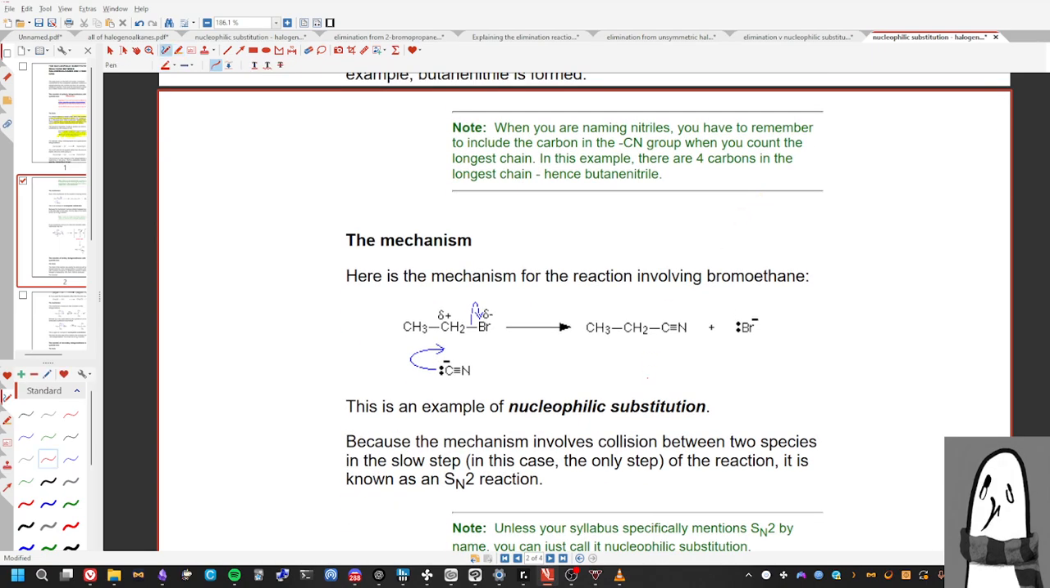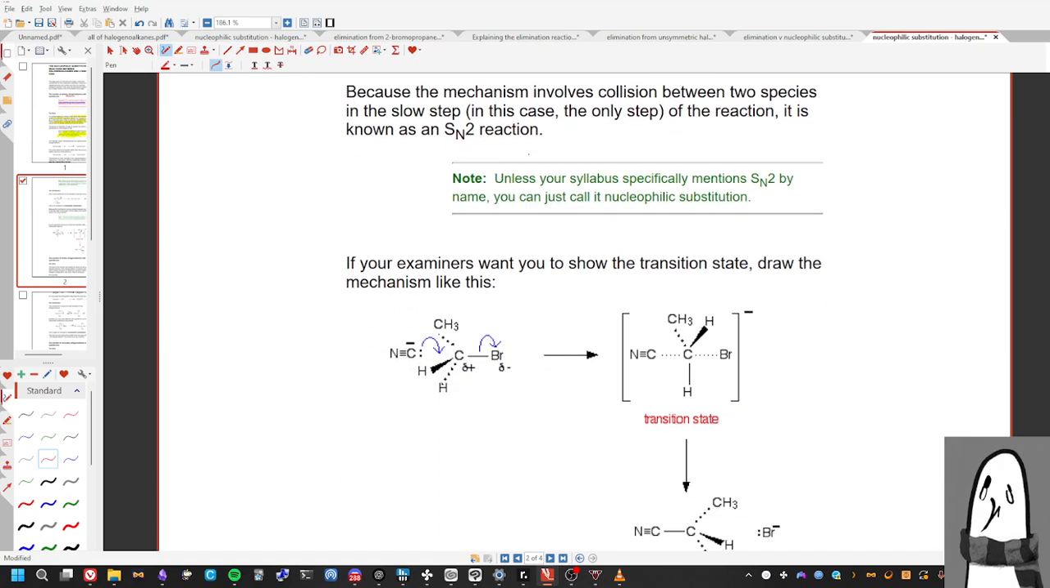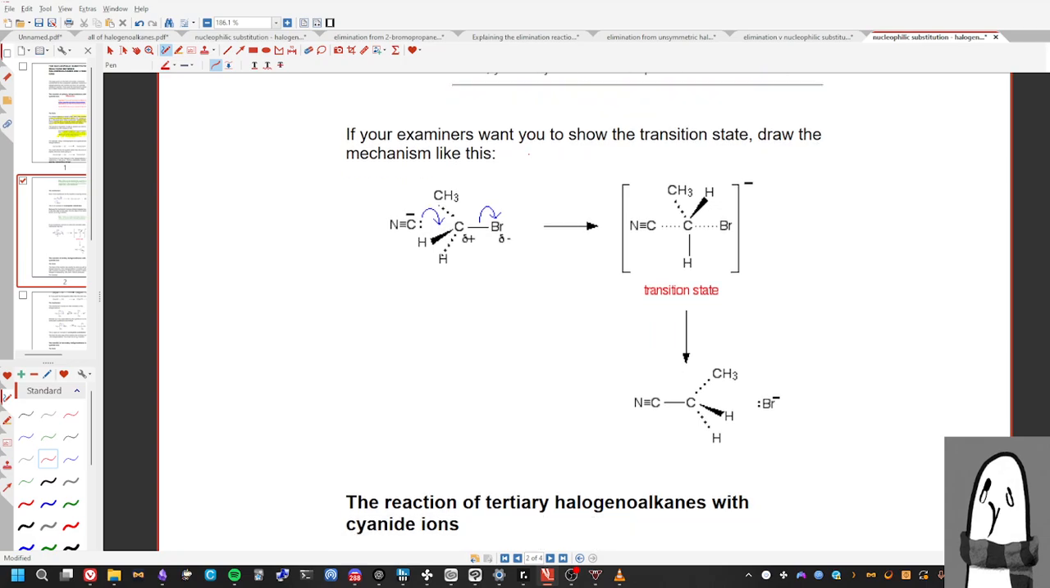The mechanism looks like this. We have the triple bond in the CN, and it goes into the delta positive carbon, and you have delta negative Br. This will be a nucleophilic substitution because it involves two species. It'll be SN2, so you're pushing out the Br and getting the nitrile. And if your examiners want you to show the transition state, it'll look like this.